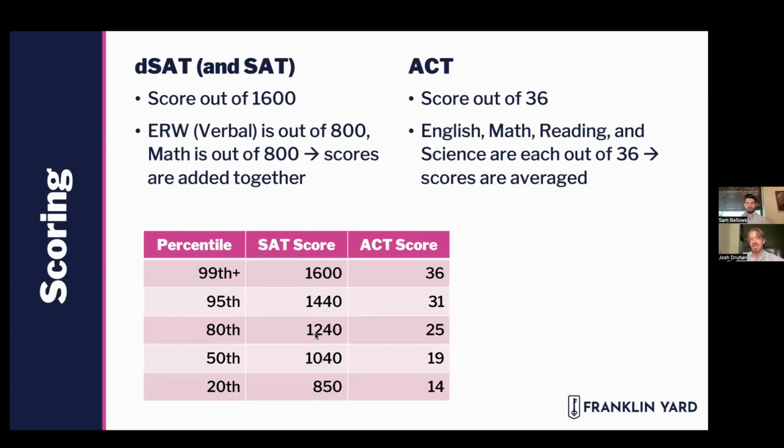ACT is out of 36, and this is an average of those 4 sections we saw earlier, each also out of 36. You can compare across tests with concordance tables, like the one right here, and this is pulled together with pretty recent, I think 21, 22 data. So what this tells us is that a 25 on the ACT is roughly a 1240 on the SAT.